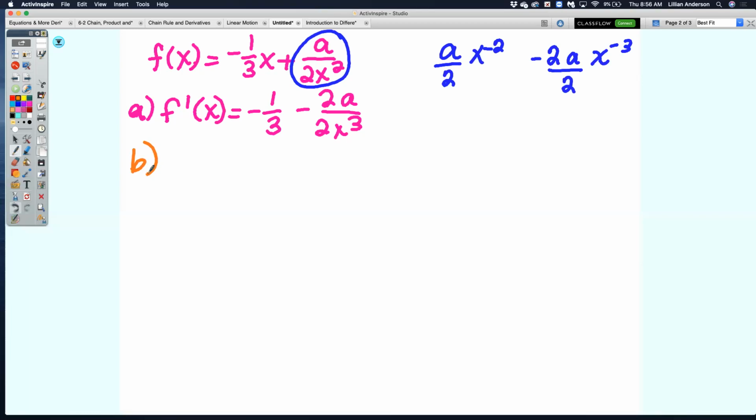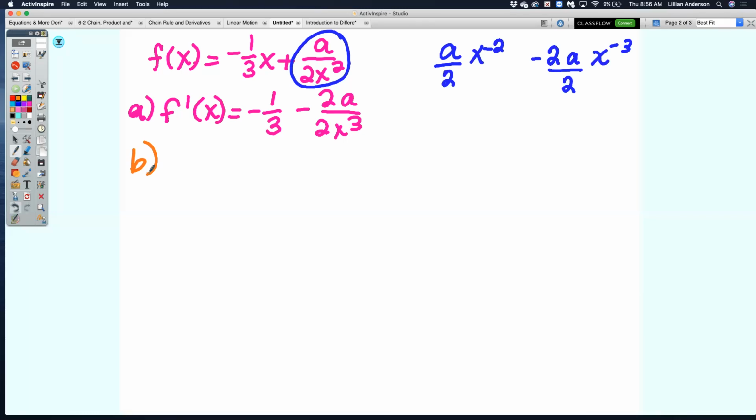Online, Roderick, what do I know? If I know that I have a local maximum, what other information do I know? The x coordinate of a point. I am told the x coordinate of a point, but to help me show that a is equal to negative 9, what mathematical information do I also know? Olivia. The f prime of x is 0.